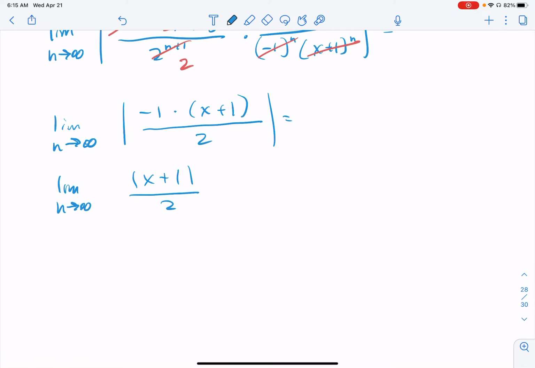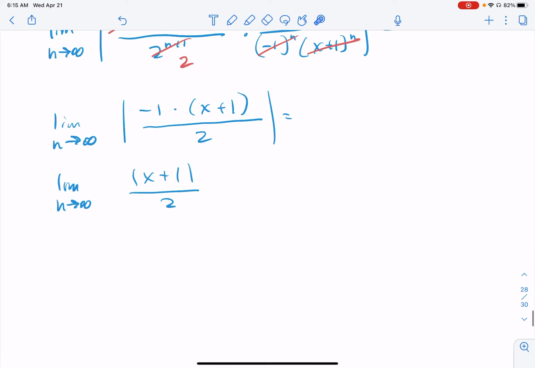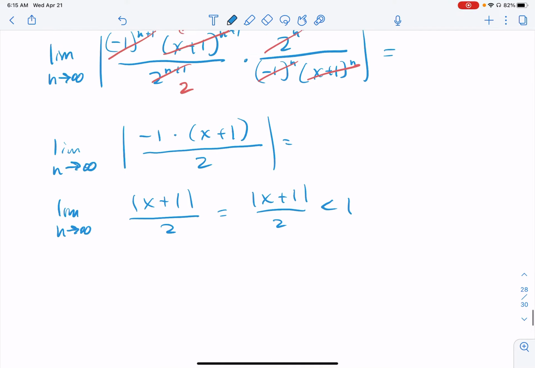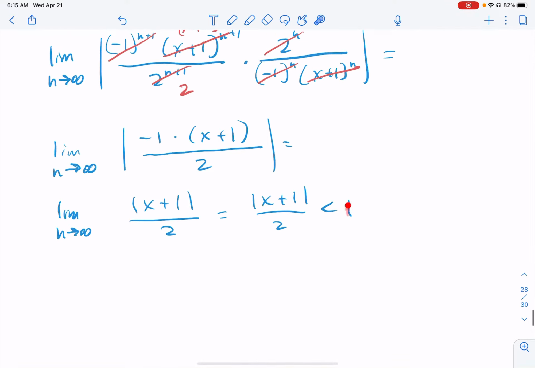If you take the limit as n goes to infinity, there are no n's. That means that the limit here is just equal to the absolute value of x plus 1 over 2. And this is only going to converge if this quantity, by the ratio test, is less than 1. Does that mean that the radius of convergence is 1?